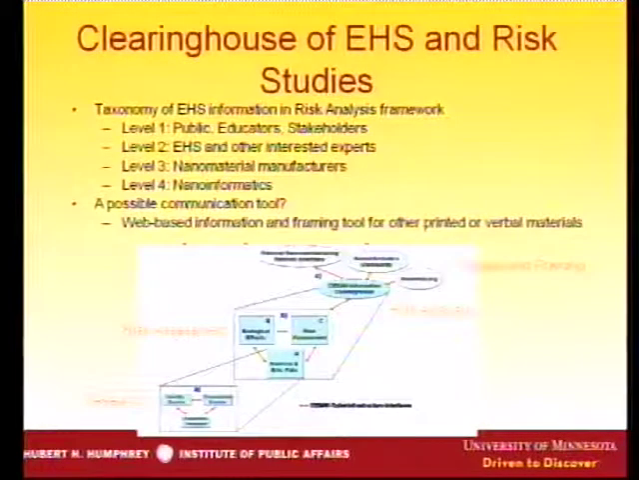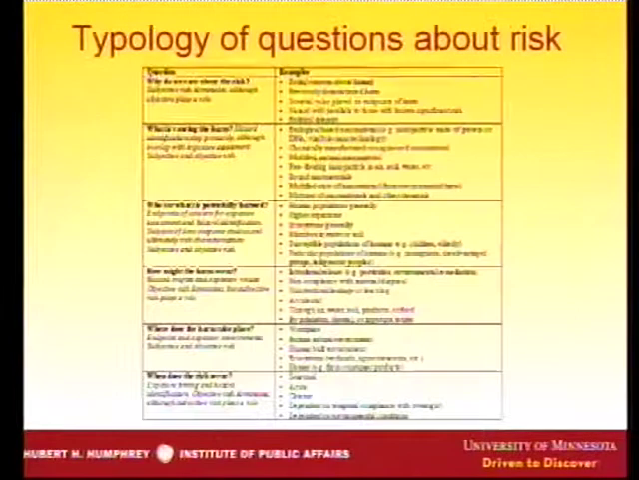It is to develop a database which would have different levels to it. So you would have a taxonomy of environmental health and safety information within a risk analysis framework. And you could have different levels. Level 1 could be the basic level of where does this study fit into the framework for public educators and stakeholders, for the people who get their information on the web. Level 2 would be for more environmental health scientists and other interested experts, and different other levels would be for getting more into the details of each one of these boxes. But I do think we need to move towards more framing of individual studies within the risk assessment continuum.